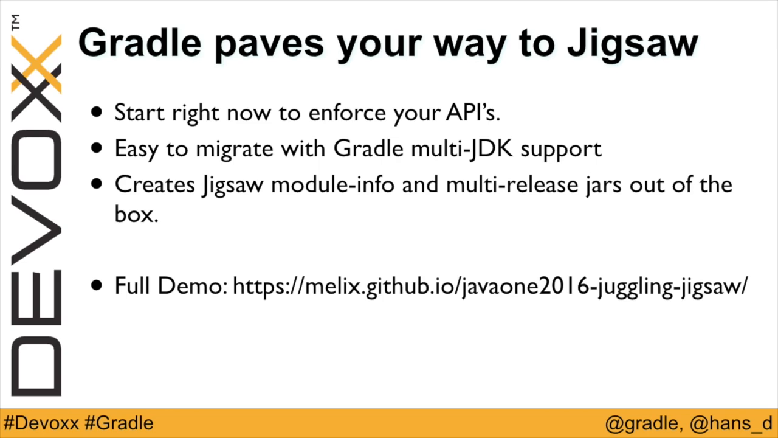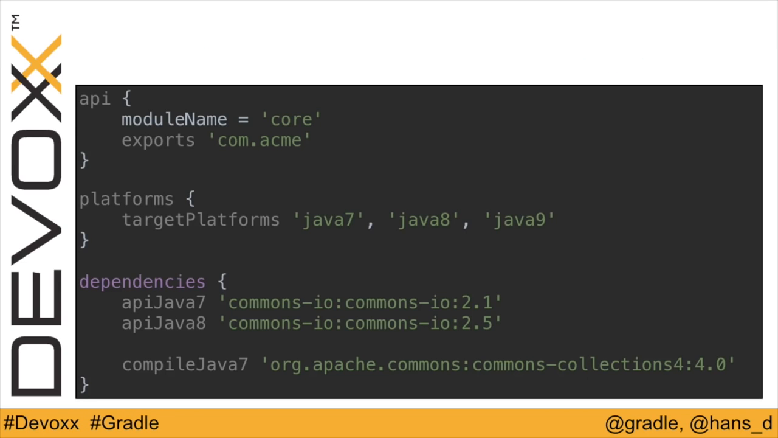Okay, and then it can look like this. Target platform Java 7, Java 8, Java 9, and you can even specify Java version specific dependencies. You can say, hey, the Java 7 variant of my dependency depends on commons collections 4.0, and the Java 8 variant might depend on 4.4. So it's pretty nifty.